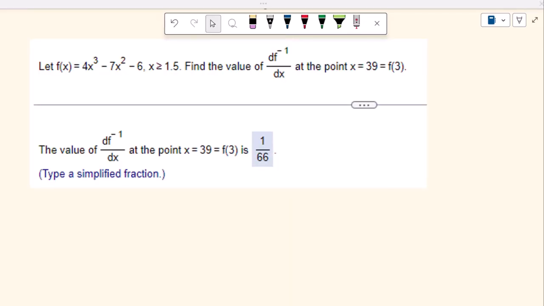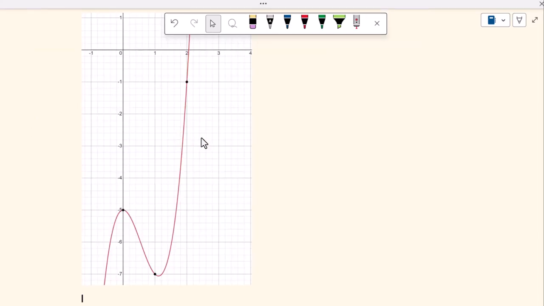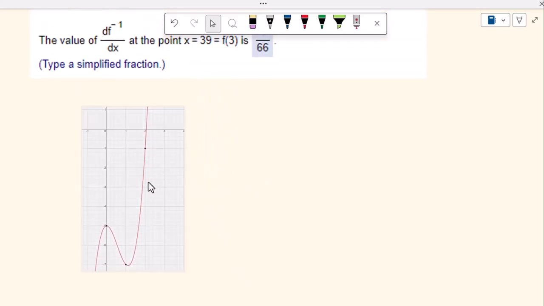Okay, let's have a look at this one. We're given a function f of x equals 4x cubed minus 7x squared minus 6, and we have a restriction here. Let's keep in mind that restriction. We'll talk about it when we look at the domain and range swap if we need to. First of all, what I'd like to do is establish if an inverse exists. So I graph this. You can graph this on your calculators. You might have to adjust the window quite a bit on this one. It's kind of a crazy graph.